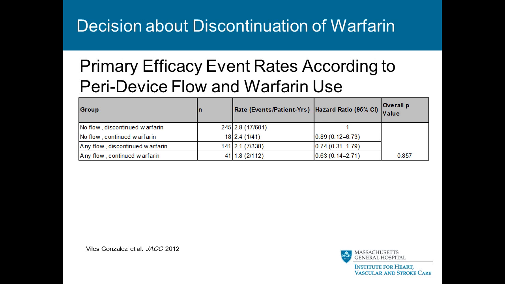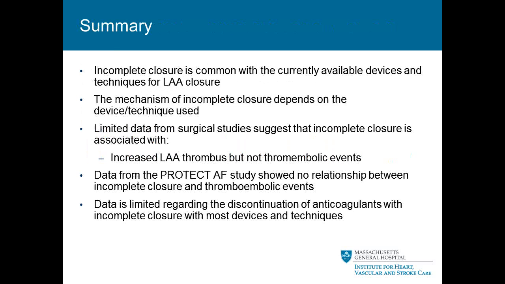Over the course of this lecture, we talked about the prevalence of leaks, their mechanisms, their implications, and management. And I would like to summarize with the following. Incomplete closure is common with the currently available devices and techniques for left atrial appendage closure. The mechanism of incomplete closure depends on the device and techniques used. Limited data from surgical studies suggest that incomplete closure is associated with increased left atrial appendage thrombus, but no thromboembolic events. Again, the number of patients was very small in these studies.